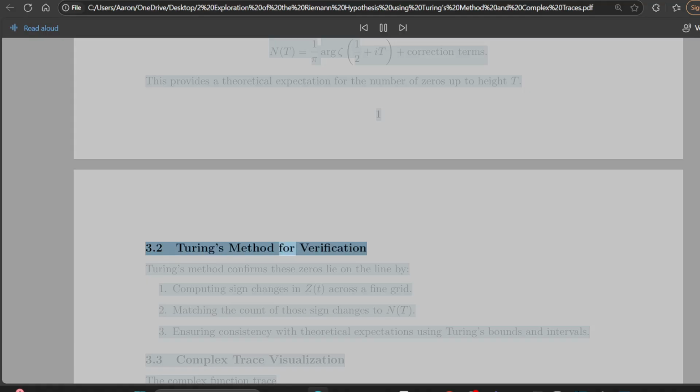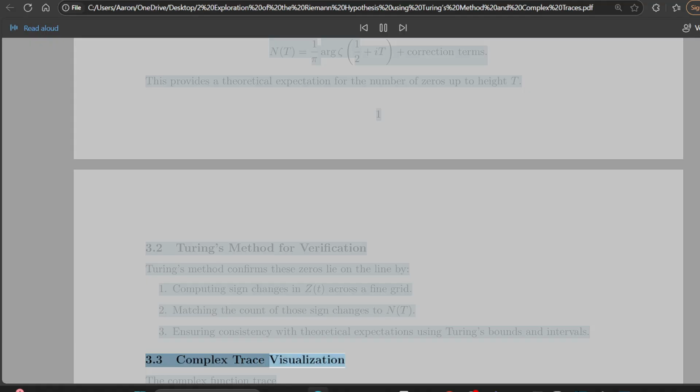3.2 Turing's method for verification. Turing's method confirms these zeros lie on the line by: 1. Computing sign changes in Z(t) across a fine grid. 2. Matching the count of those sign changes to N(t). 3. Ensuring consistency with theoretical expectations using Turing's bounds and intervals.